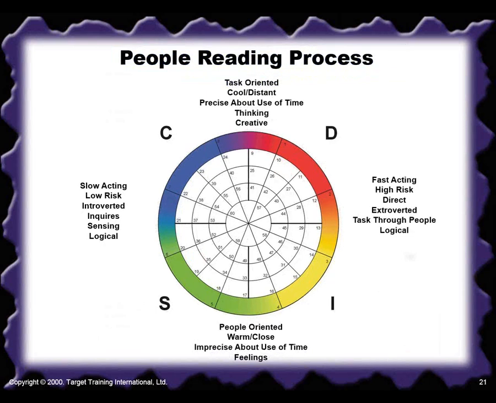So let's talk about the people reading process here. Okay? Now, what I want to do here is give you a very quick understanding of what this actually is. As you can see, if the profile is between D and C, so that's a C here more often, task-oriented, cool, distant, precise about use of time, thinking, and creative. A D, fast-acting, high-risk, direct, extroverted, task to people, logical. Between S and I here, you can see people-oriented, warm, close, imprecise about use of time, feelings.